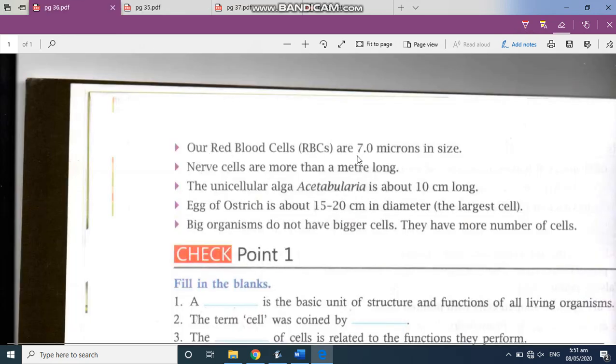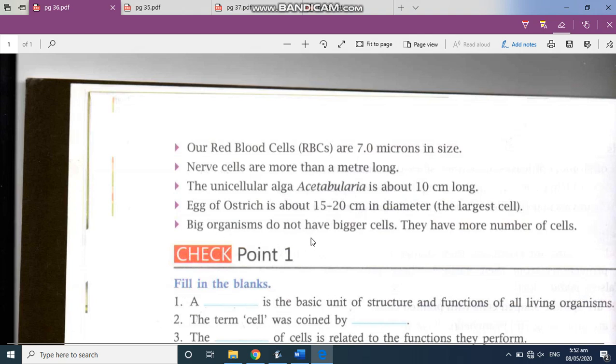Now our blood cells are 7.0 micron in size, very minute. It can be seen only under a microscope. And nerve cells are more than a meter long. The unicellular alga Acetabularia is about 10 centimeter long. And the biggest cell, or the largest cell, is the egg of the ostrich. So you can see 15 to 20 centimeter in diameter. So you can take your scale and check how big is 15 to 20 centimeter, and you can imagine, because this is the diameter, how big is the egg of the ostrich.